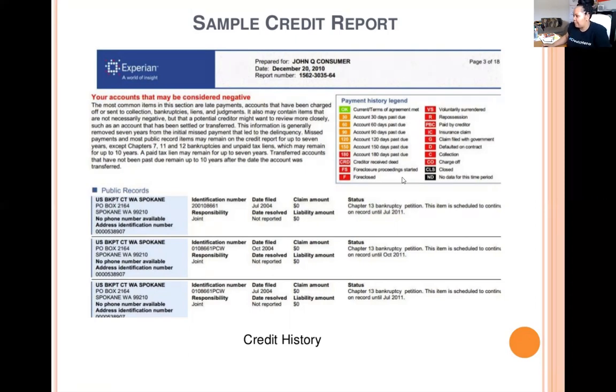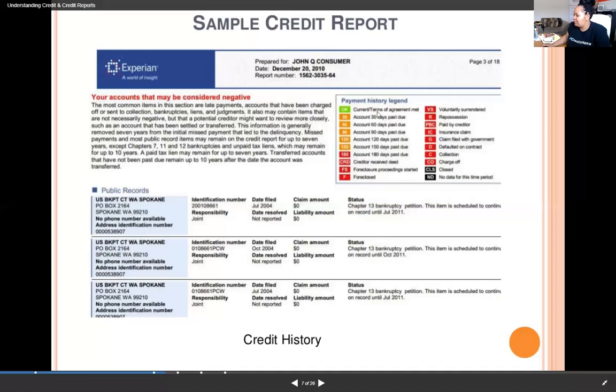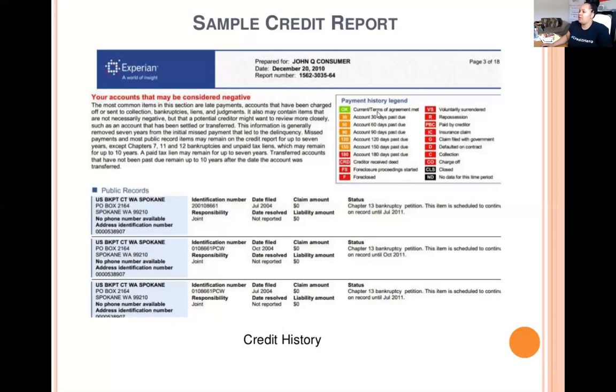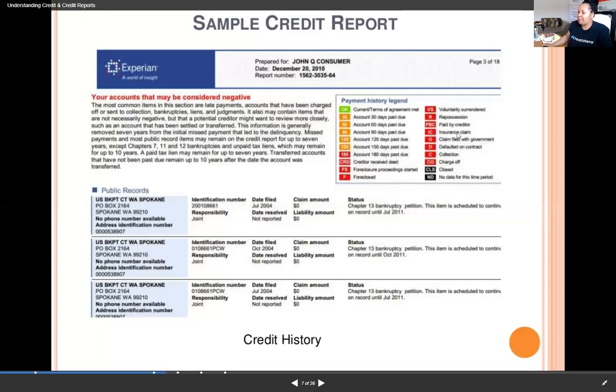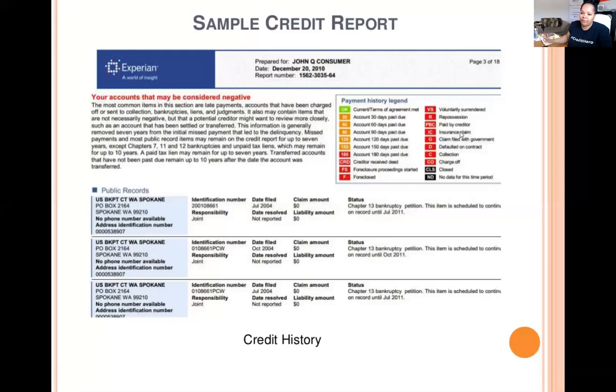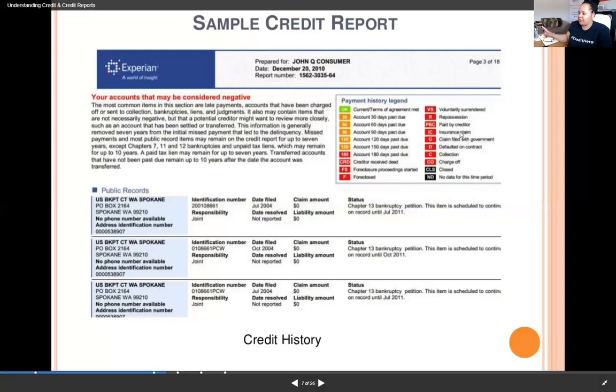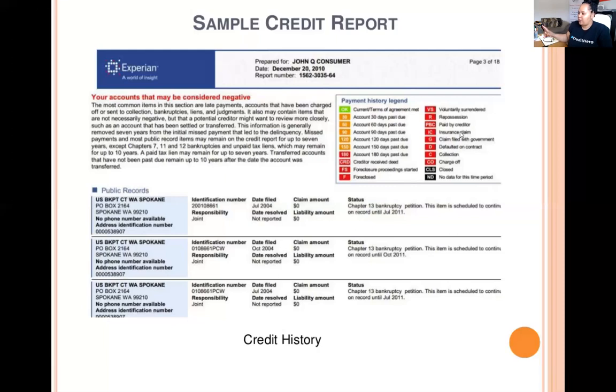Now, definitely pay attention to this payment history legend, because as you begin to scroll through your credit report, you're going to see different indicators and different colors attached to each trade line on your credit report. So you definitely want to pay attention to this, because this is sort of like a matrix that you can use to read your credit report. And this is how Experian breaks down all of their credit reports.